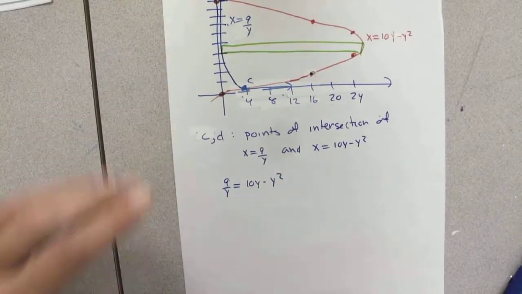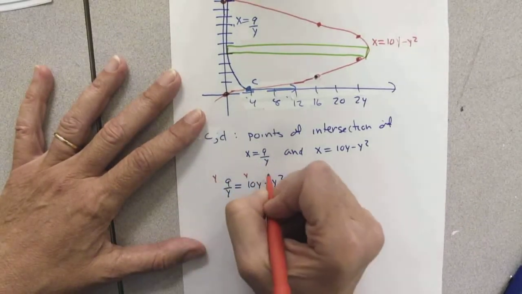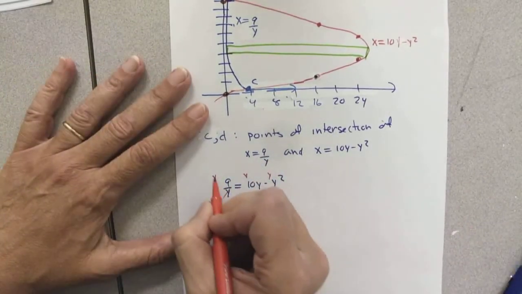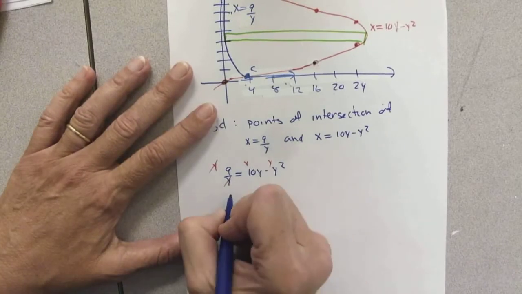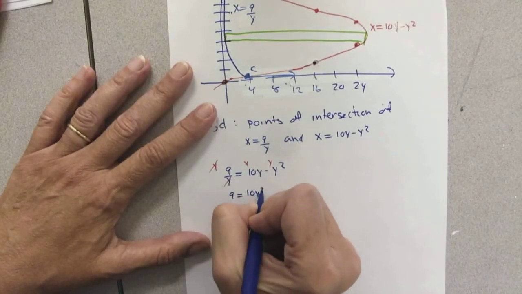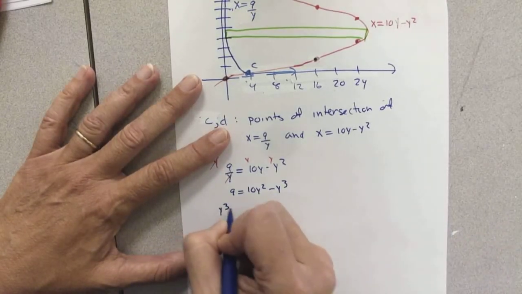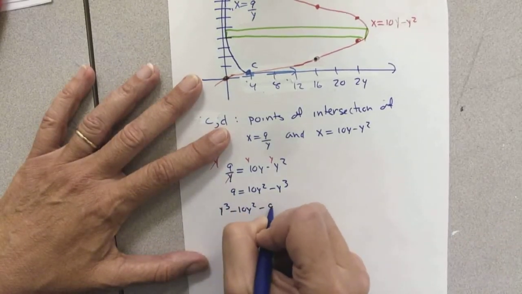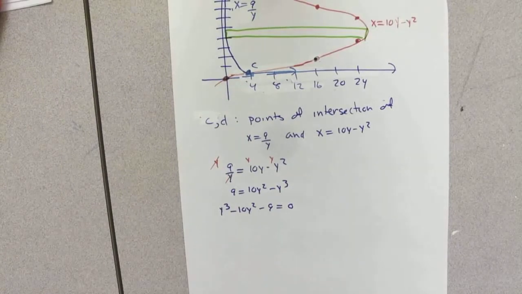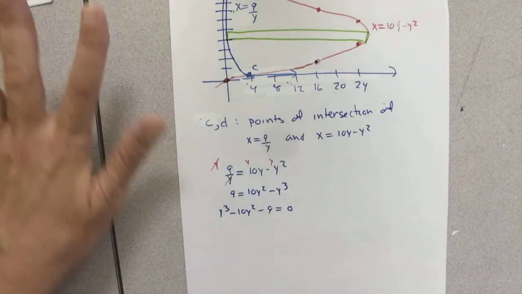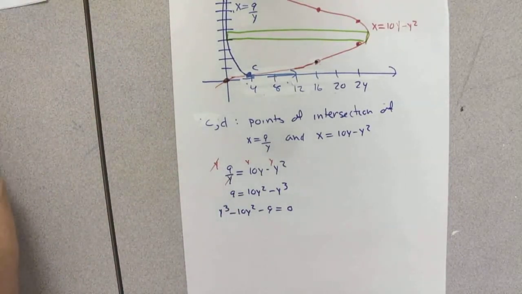Clear the fraction. Multiply everybody by y. And so I get 9 equals 10y squared minus y cubed. Set that equal to 0. It's a polynomial function, set it equal to 0. Now here's something I absolutely will not do to you. This was just a nice little example that I wanted to do.